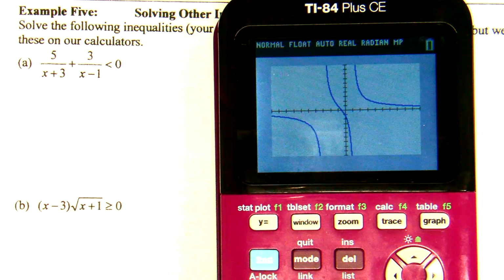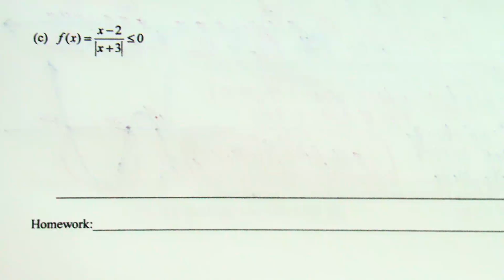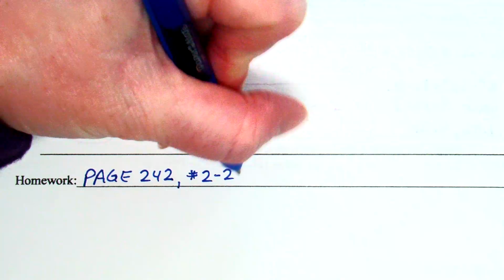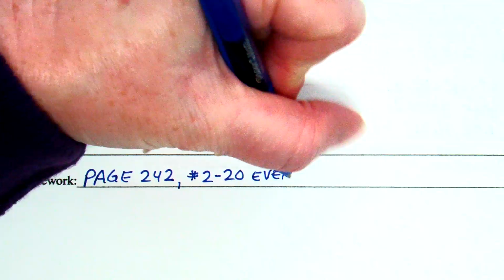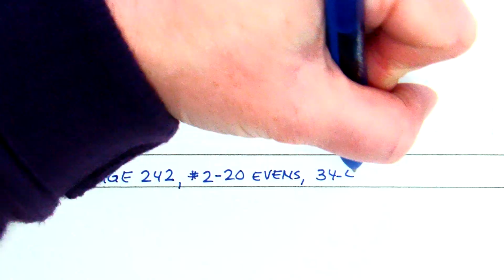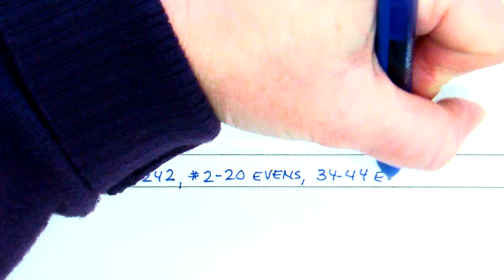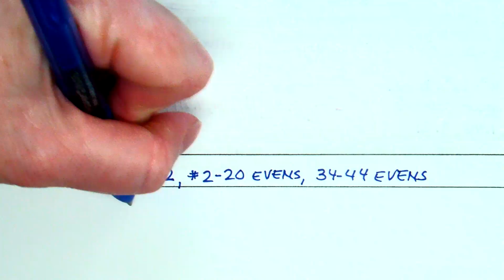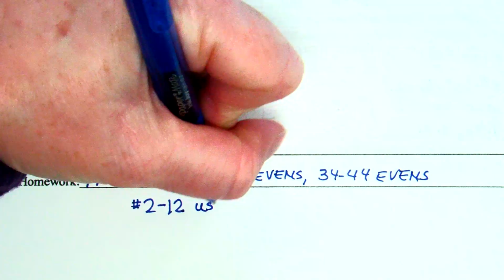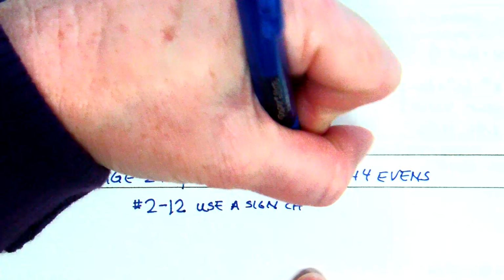Now, the homework, and I may go back up and write something down here in a moment, but the homework is page 242, 2 through 20 evens, and 34 to 44 evens. Now, what's not written on my board here in the class is what I'm going to write right here, is that on 2 through 12, I'm going to tell you to use a sign chart. Once you get past 12, I'm going to tell you to graph. So you graph the others.